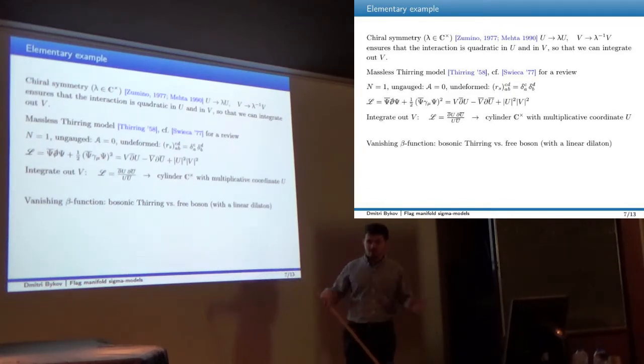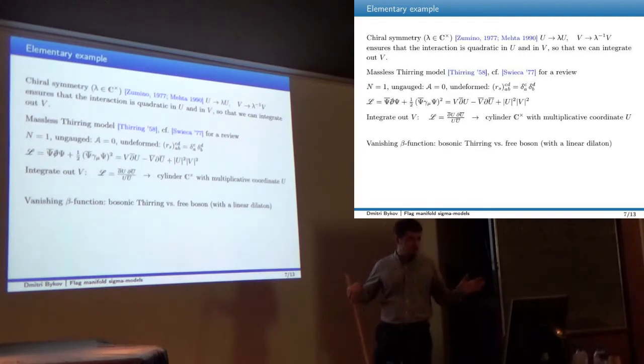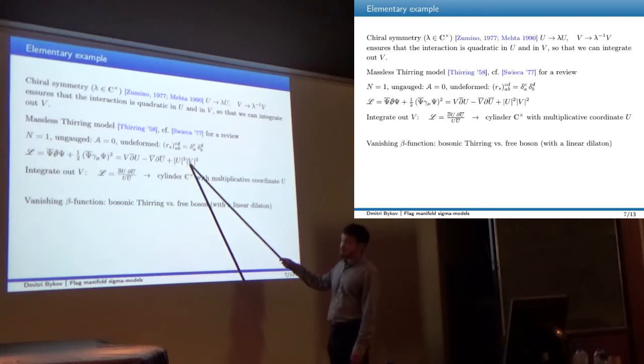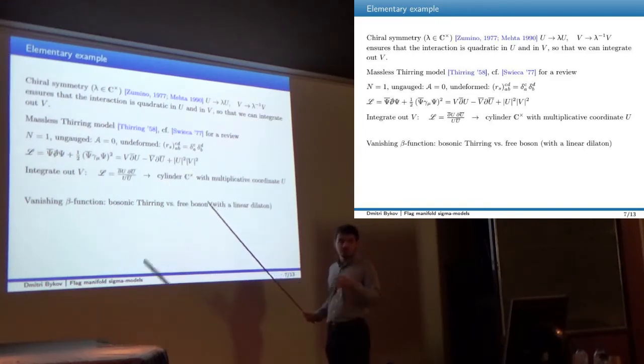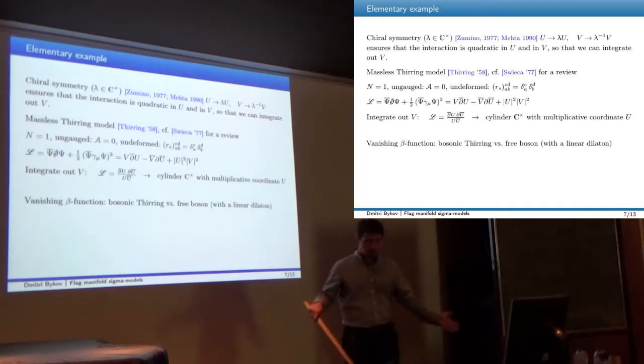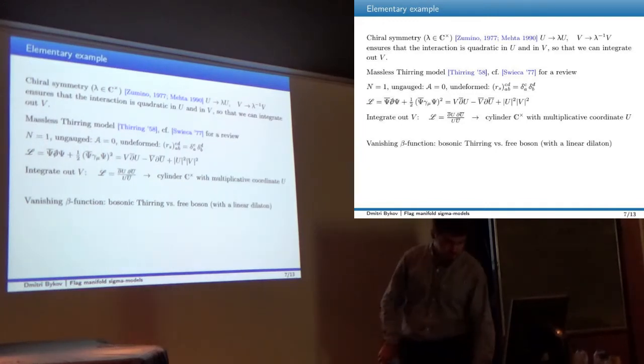So for n component matrices, this U and V in the previous slide, still the Lagrangian is quadratic in U's and quadratic in V's. You can always integrate out V, also in the deformed case, and you get a sigma model. For example, CP^N model, Grassmannian model, flag manifold model, and so on and so forth.